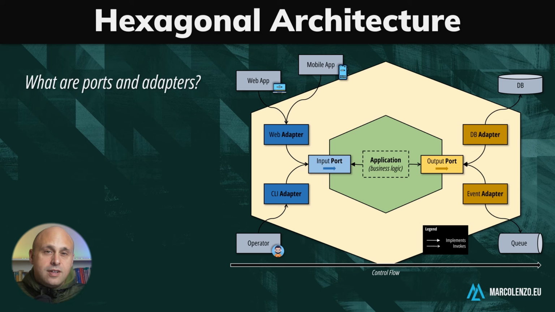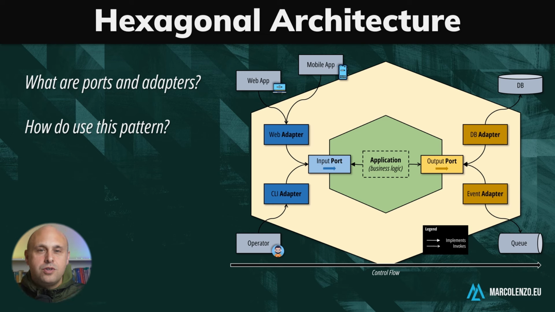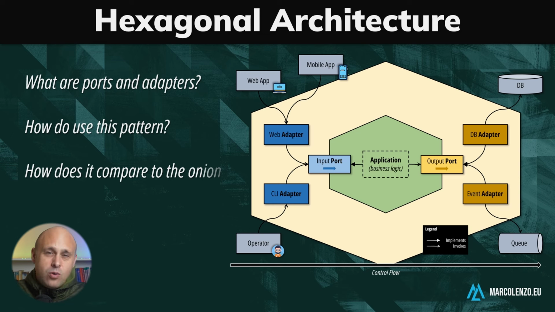What are ports and adapters in the hexagonal architecture? How do we code an application using this pattern? And how is this pattern related to the onion and clean architectures? Let's discover it in the next few minutes.